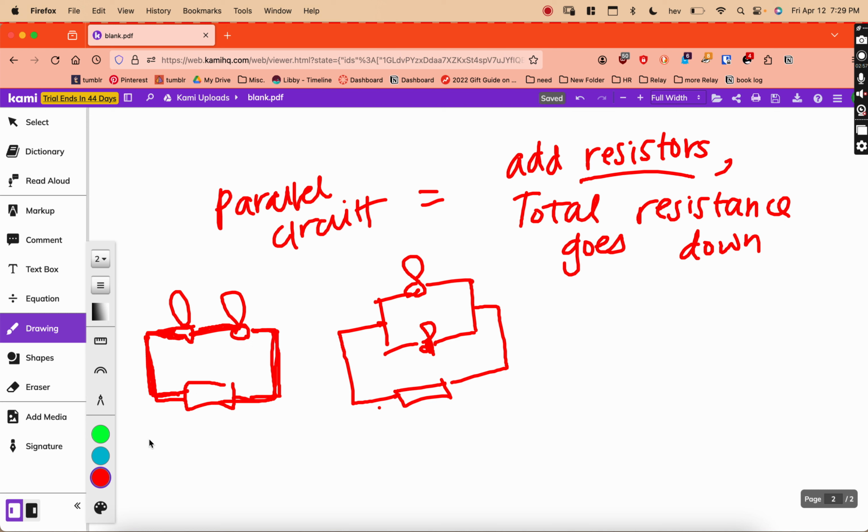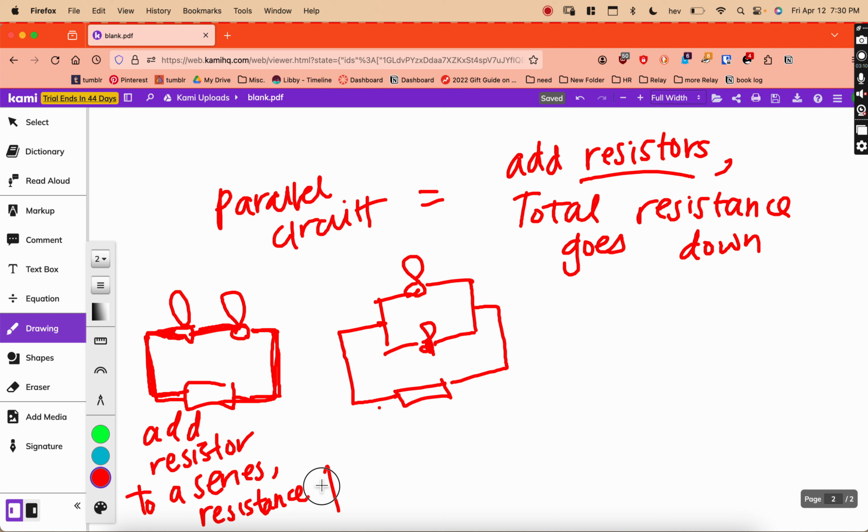So this, when you add a resistor to a series, the total resistance goes up because if I added another one, then the current would have to go through this one as well. But here, it's getting split up. So the total resistance goes down because if this is going too slow, then I'll just go here. And if I add another one, if this is going slow, then I'll go here.